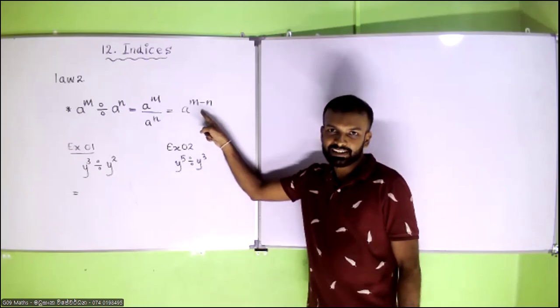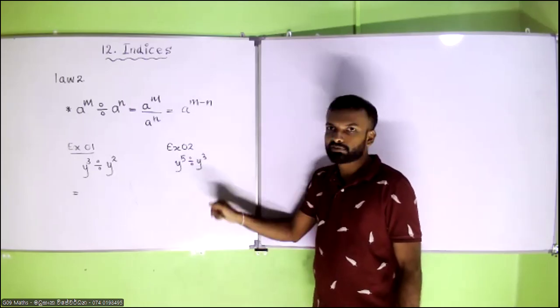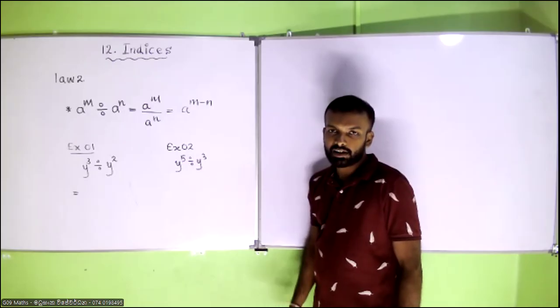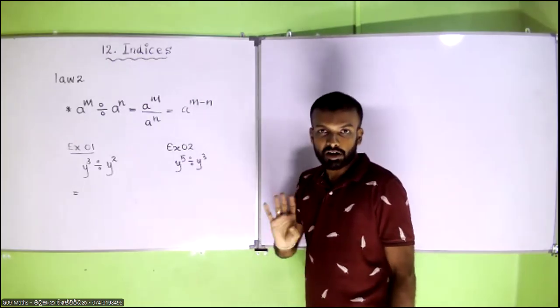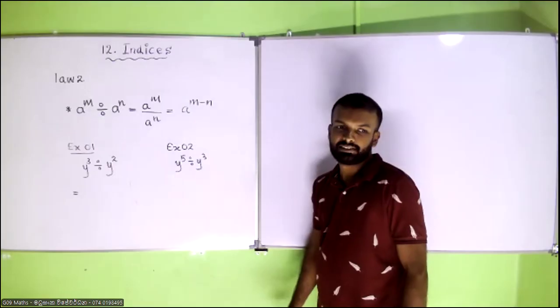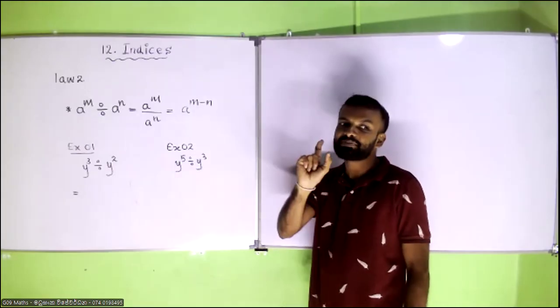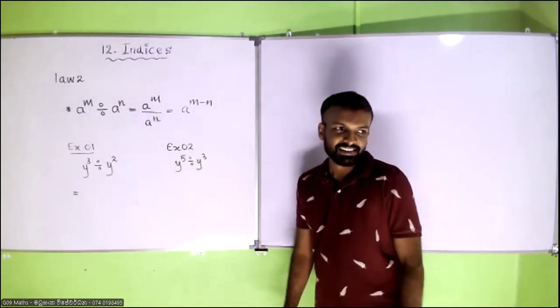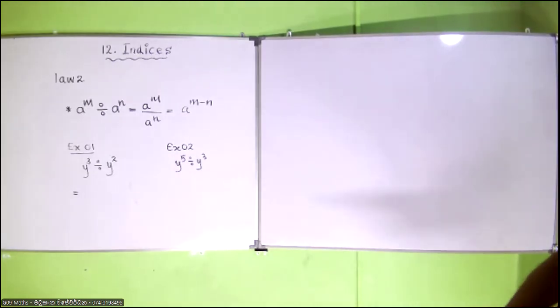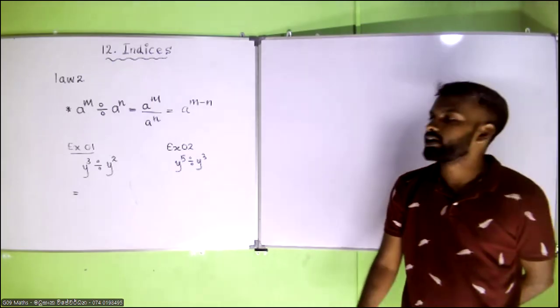You know how to get the subtraction. 5 minus 3. 10 minus 3 is 7. 100 minus 1 is 99. So you could keep the final answer. Got it? So simplify. Alright.